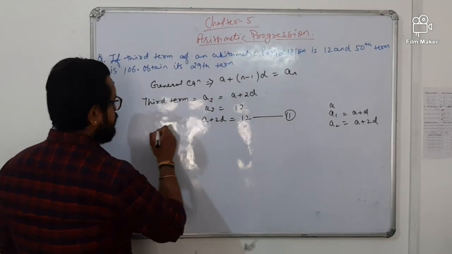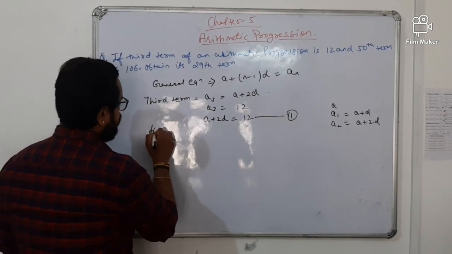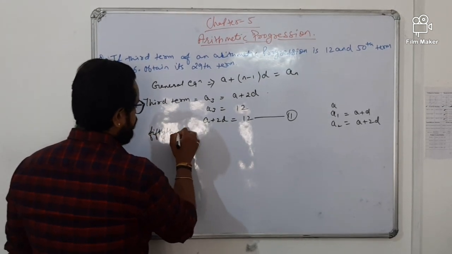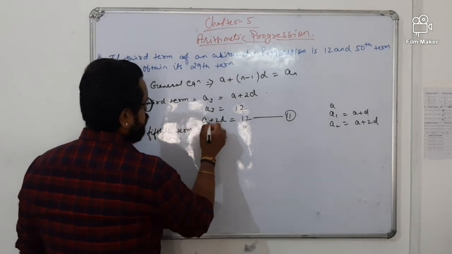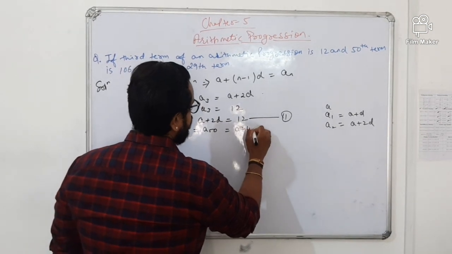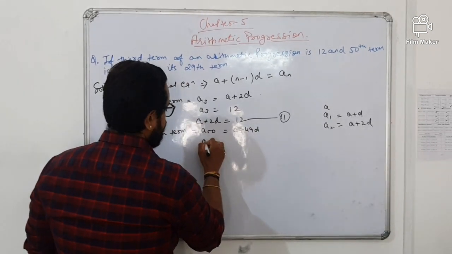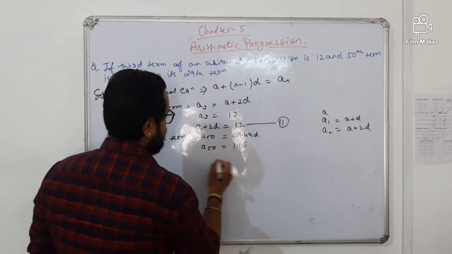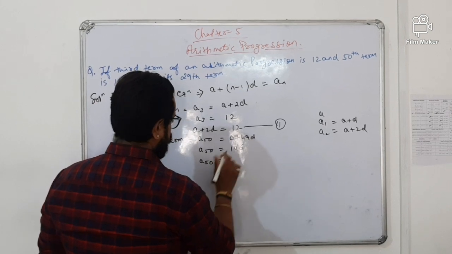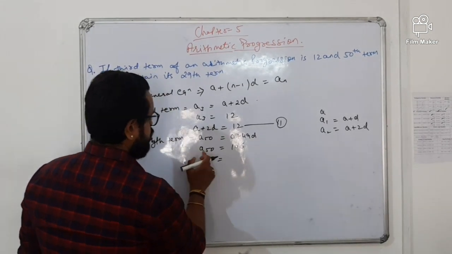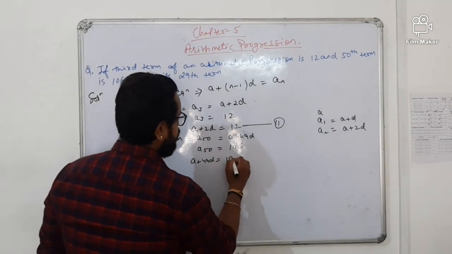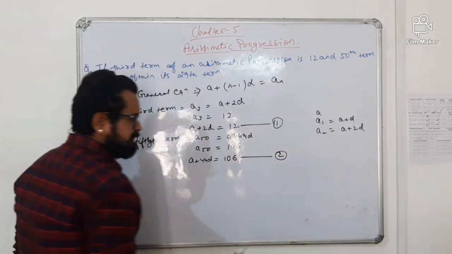Now the 50th term is given. 50th term means A50. So A50 will be A plus 49D, and the value of A50 is given, that is 106. So A plus 49D will be equal to 106. This will be your second equation.